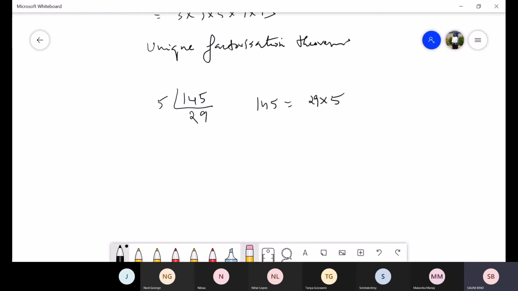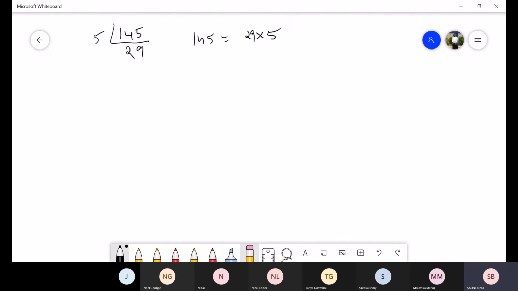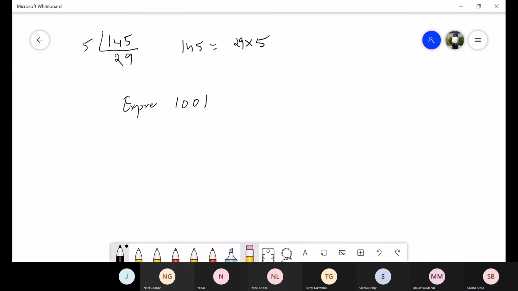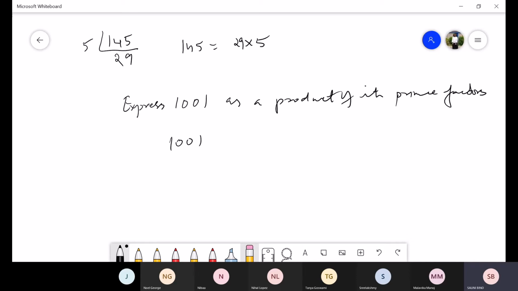Now another one. Suppose I take 1001, express 1001 as a product of its prime factors. So you have to express this as the product of prime factors. How will you do this one? You can go for the tree method.